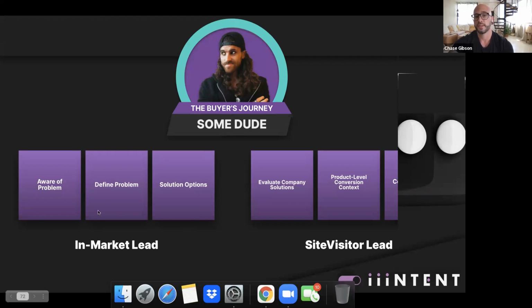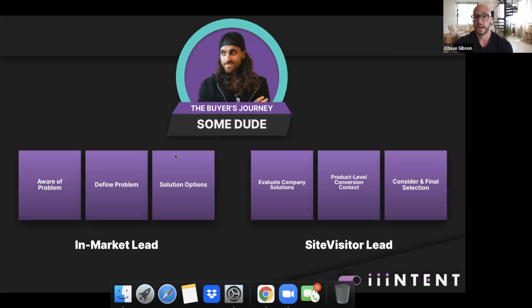So an in-market lead is generally aware of the problem, where they're trying to define the problem and looking at solution options. Your site visitor leads are looking at solutions already. They're already going through that selection process. And so these are really hotter leads that are more ready to buy.